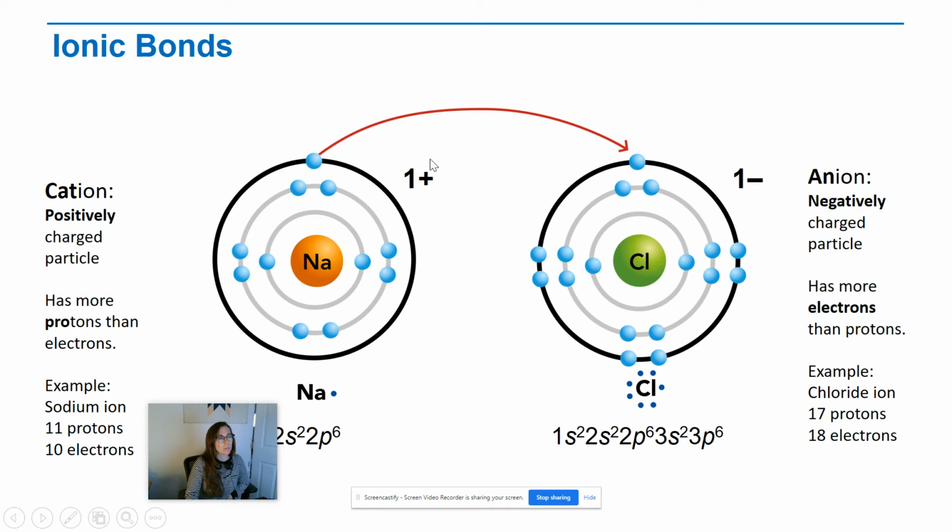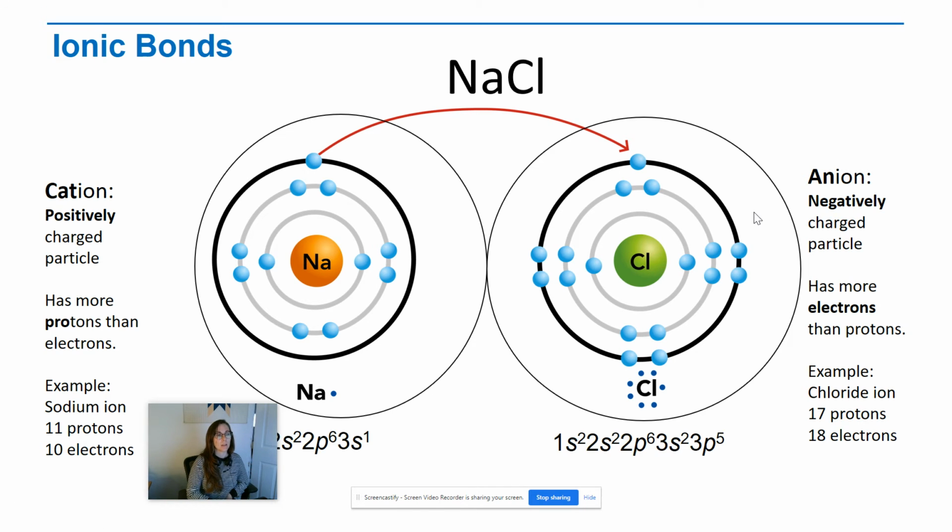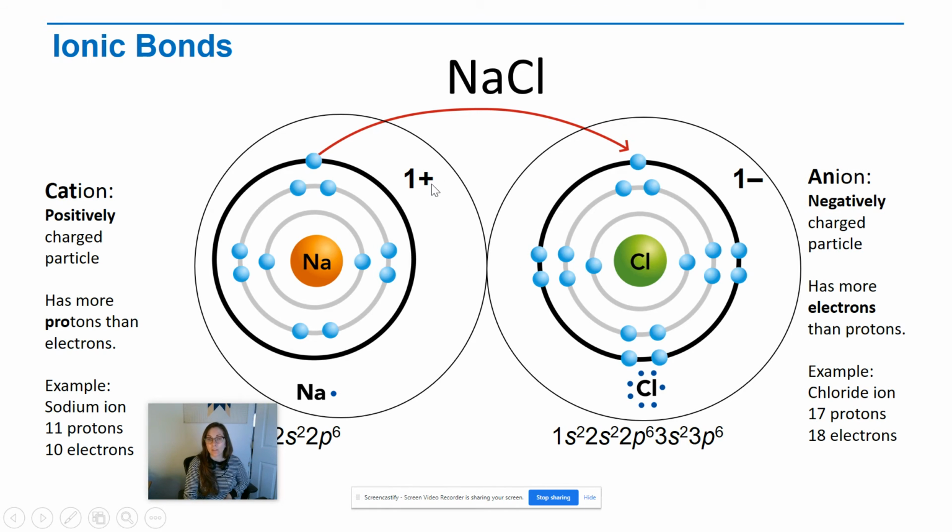Now we have a 1 plus over here and a 1 minus charge. And what do we know about things that have opposite charges? They are attracted to each other. And so now we have this 1 plus particle and this 1 minus particle, and they're attracted to each other. I couldn't show them coming closer to each other, so I just drew these circles.